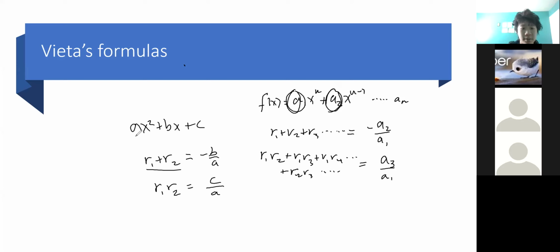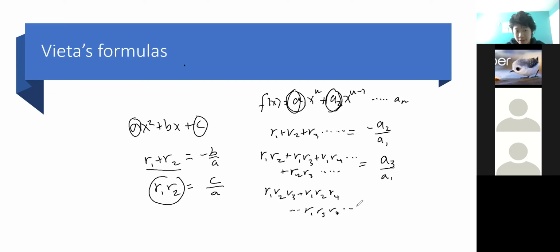Okay, as you can see here with the quadratics, we only had two roots. If we pair them together, that was equal to positive c over a, the third coefficient over the first. If we were to pair them in thirds, this is where the quadratic stops working. Three groups of 3: r1, r2, r3 plus r1, r2, r4. We also have r1, r3, r4. So all the possible groups of 3 added together give us negative a4 over a1. The next coefficient over the first coefficient, take the negative of that.